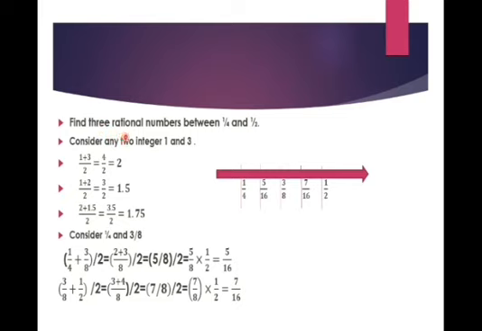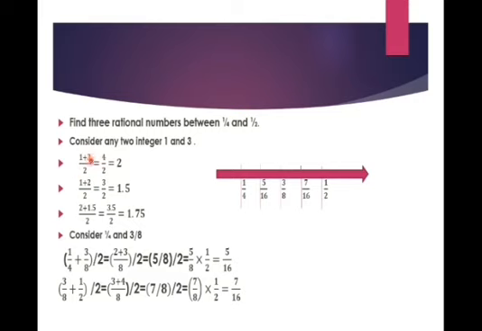Find 3 rational numbers between 1 by 4 and 1 by 2. It is the same as in your previous slide, but in this case we find 3 rational numbers between 1 by 4 and 1 by 2. Okay, consider an example. Consider any two integers, 1 and 3. How can we find a number between 1 and 3? The mean average method. It means if we add these two numbers and divide by 2, 1 plus 3 by 2. 1 plus 3 is 4. 4 by 2, we get 2. 2 lies between 1 and 3. It is known as the mean average method.